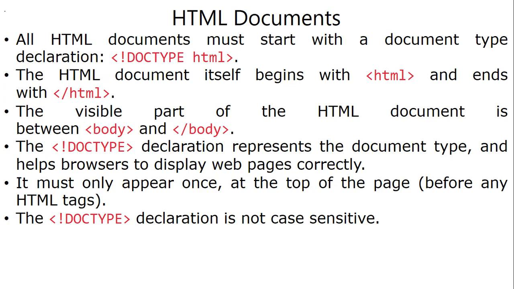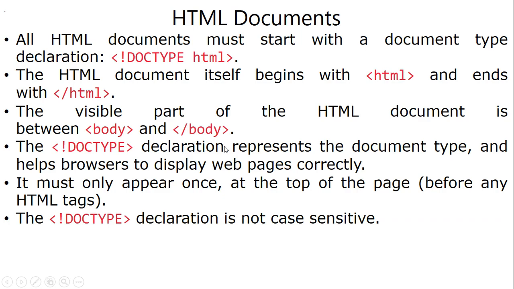So what exactly is an HTML document? As we have seen, it must start with a document declaration, that is doctype HTML. Then the HTML document itself begins with the HTML tag and ends with the end HTML tag. Whatever visible part of the web page there is must be written between the start body tag and end body tag.